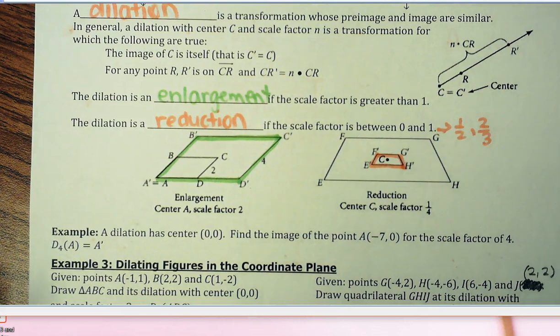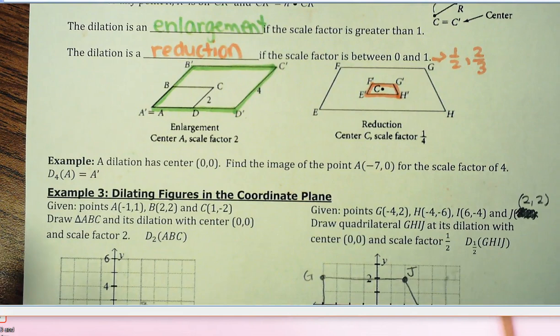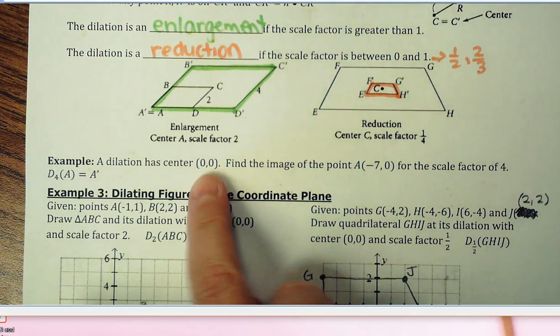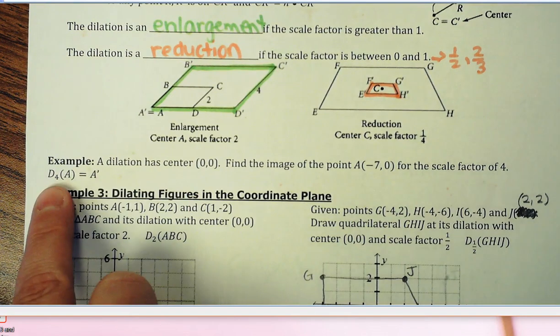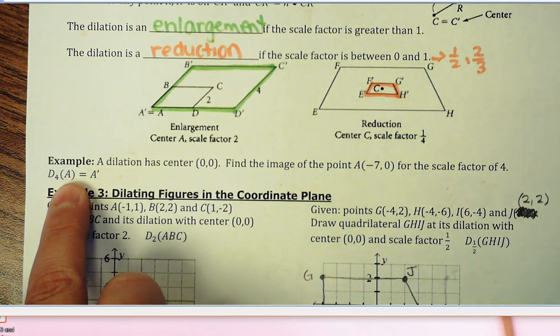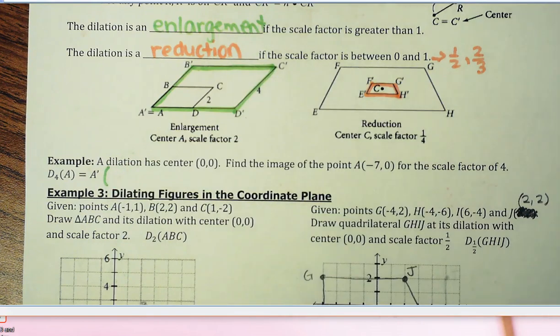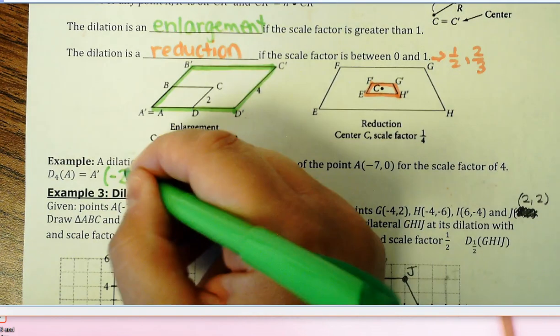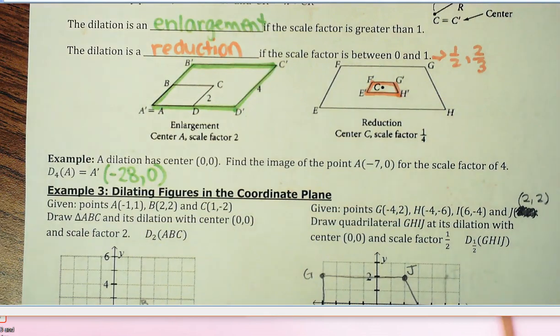All right, so just as a little example, let's say we had a coordinate point. This is how you perform a dilation. Dilation center 0, 0, find the image of this point A, -7, 0 for a scale factor of 4. If you see a capital D, the little subscript will tell you what the scale factor is, and then what point you want to dilate. For the prime, all you have to do is multiply each of the coordinates by that scale factor. So this would turn into -28. Now 0 times 4 is going to stay at 0, and that's okay. That can happen as you're going through some of these problems.